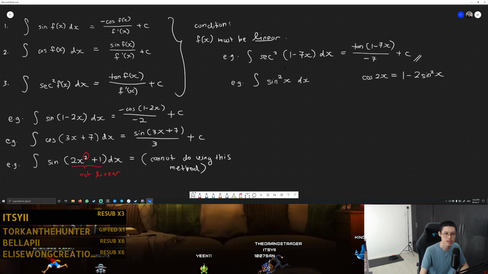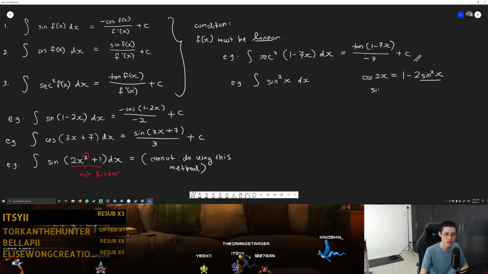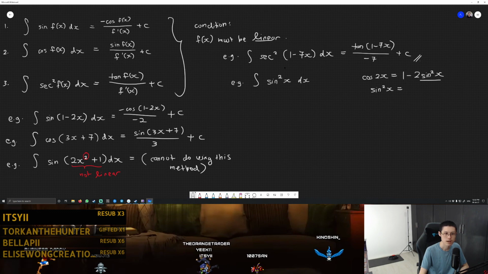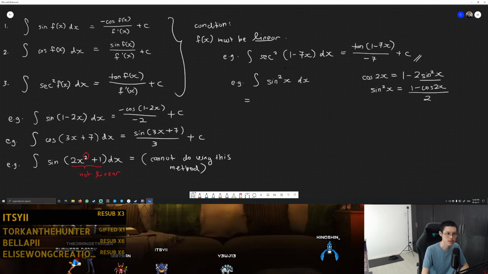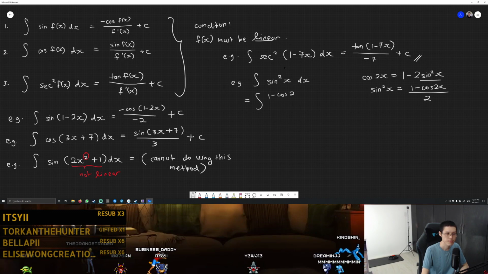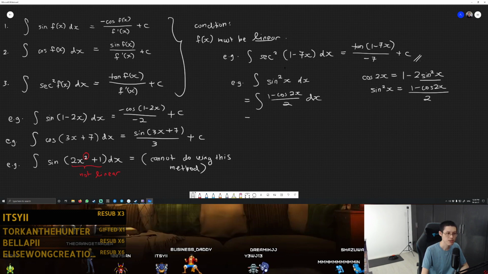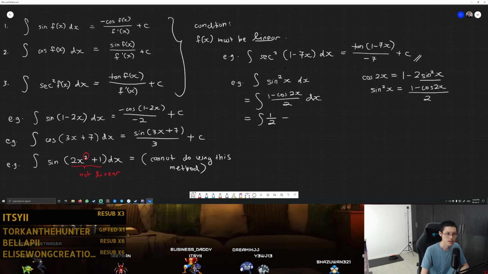You can see there's a sine squared x here, so let's try to make that the subject. That's going to give us (1 minus cos 2x) over 2. So now we can express this in terms of cos. Excellent. Now we can try to integrate this, because you can split this into two terms and then integrate them separately.